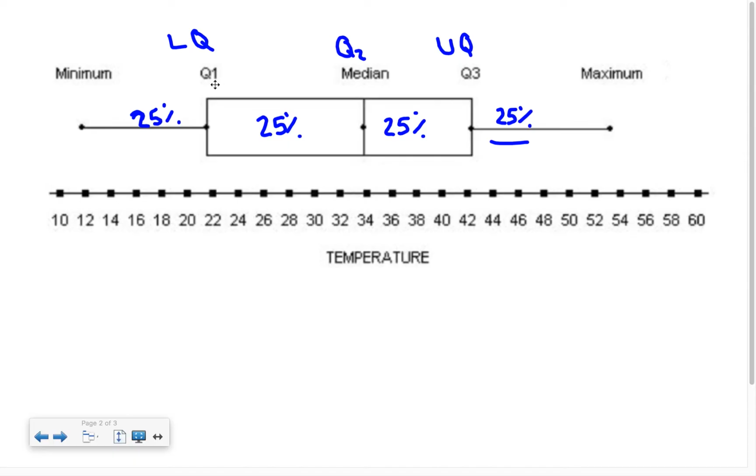Now the box. The box is going from the lower quartile to the upper quartile. So the distance of the box is actually our interquartile range. If we look at this, from here to here, that's going to be the IQR. To find that, we would take quartile 3, our upper quartile, 42, and subtract the 22. So our interquartile range here would be 20. Okay, let's try a couple.